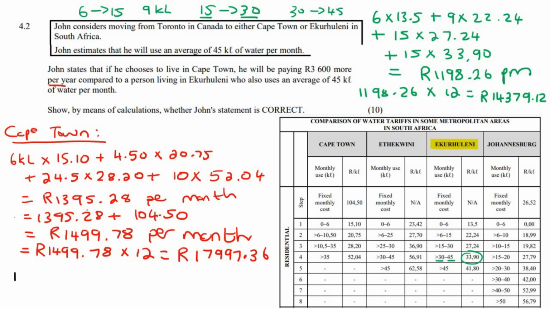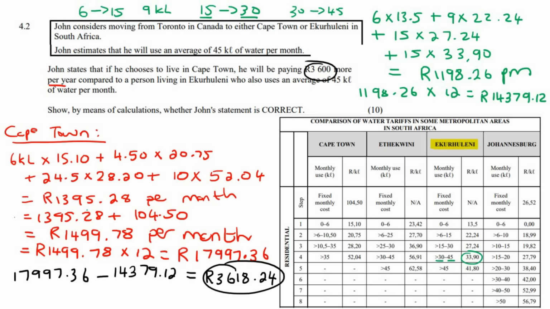So if we now say 17,997.36 take away 14,379.12, if we go work that out, oh, he wasn't being dramatic. It's 3,618.24. So he's saying that he'll be paying 3,600 rand more per year.